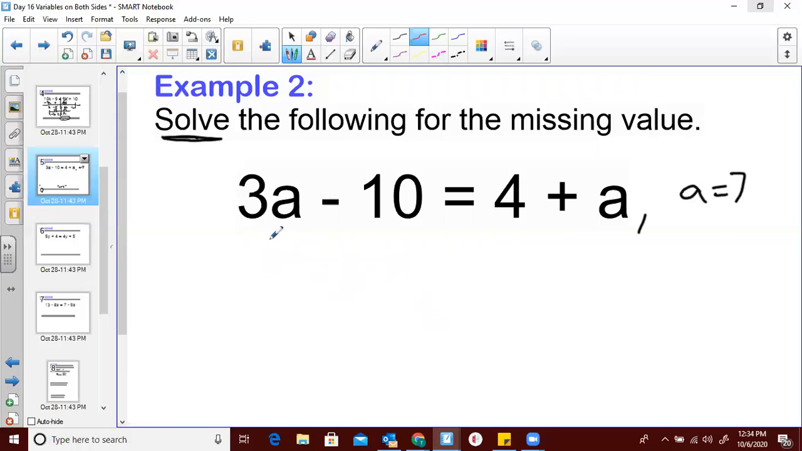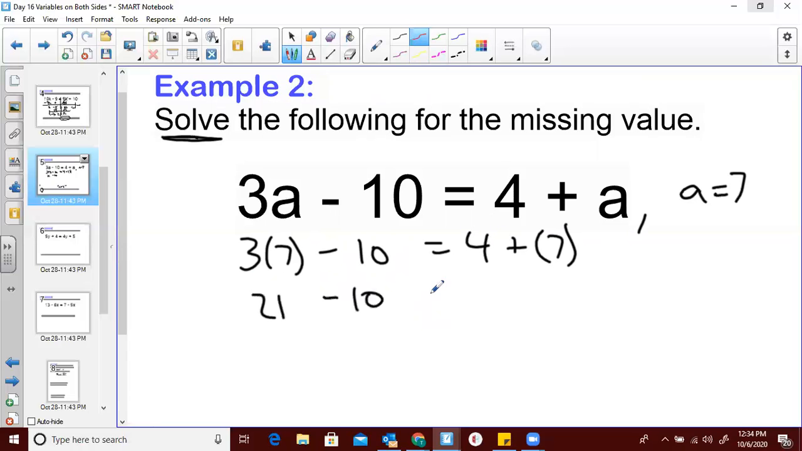Everywhere I see an A, I put a 7. Now, you don't have to put it in parentheses. It's just a personal thing of mine. So 3 times 7 is 21 minus 10. And this will just be 4 plus 7, which is 11. 21 minus 10 is 11. And 11 equals 11. So that's how you check your work. It's kind of like the way Desmos works. The right-hand side equals the left-hand side, or left-hand side equals the right-hand side, same difference.